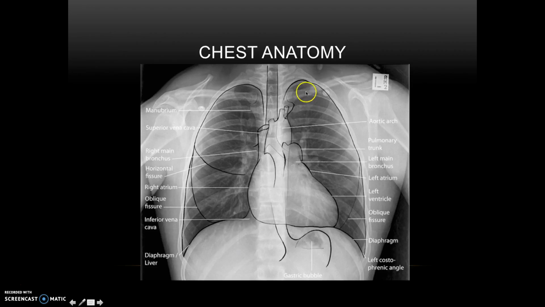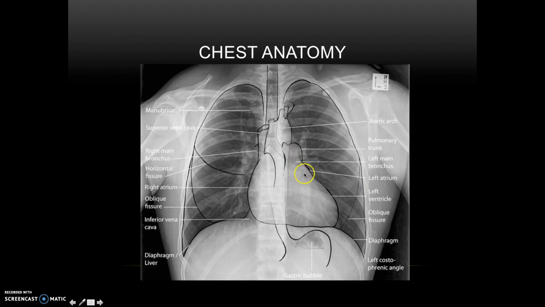Going to the left side, we have the left apices up here. Coming down, the aortic arch. Again, it's another soft structure, so it's a little difficult to see on a chest x-ray. You still will be able to see it, and this is where it would be. The pulmonary trunk, which is delivering blood to the lungs to get oxygenated. The left main bronchus, which is the other bifurcation of the trachea.